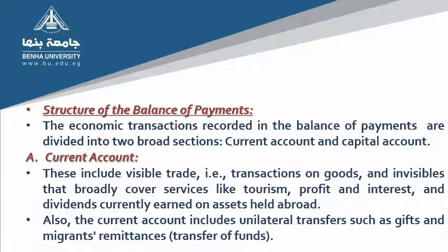Structure of the balance of payments. The economic transactions recorded in the balance of payments are divided into two broad sections, which are current account and capital account. Current account. This includes visible trade, such as transactions on goods, and invisibles that broadly cover services like tourism, profit and interest, and dividends currently earned on assets held abroad. Also, the current account includes unilateral transfers such as gifts and migrants' remittances, which means transfers of funds.